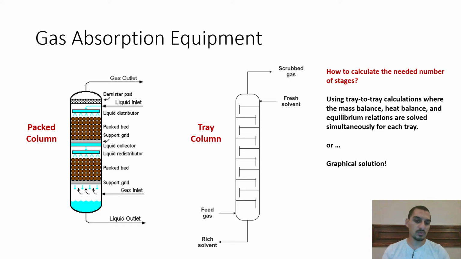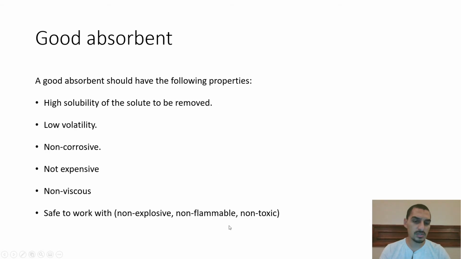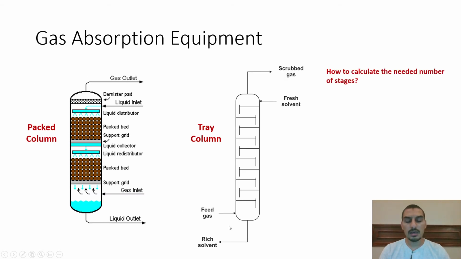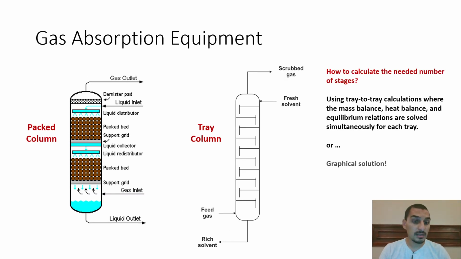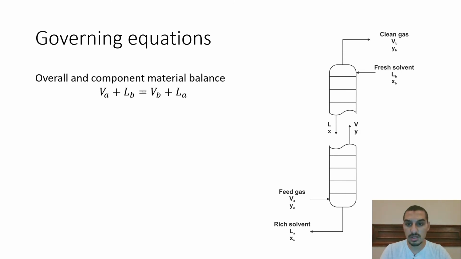So we mentioned before the equilibrium relation here, and we said that we can use the equations or use tabulated data. This is for the equilibrium curve, and now for the operating line, we have to derive the equations. The equations that we're going to use are the overall and component material balance over the whole column.